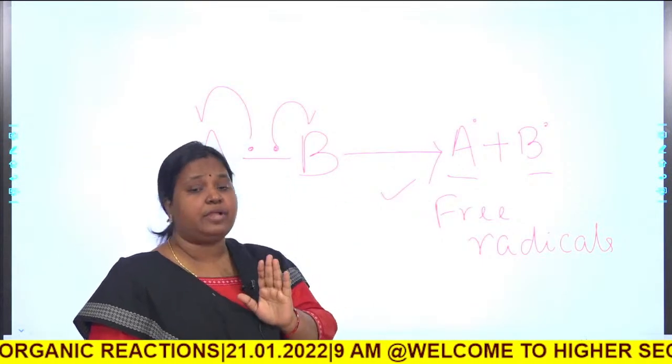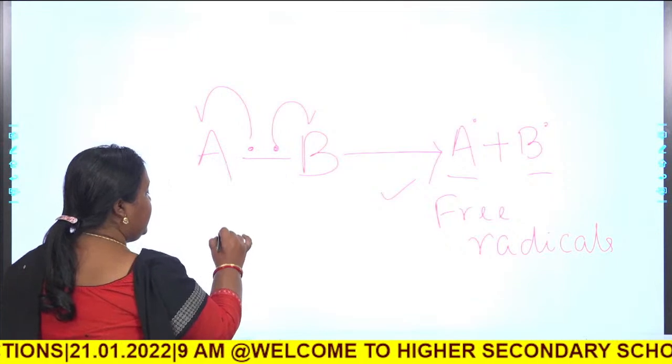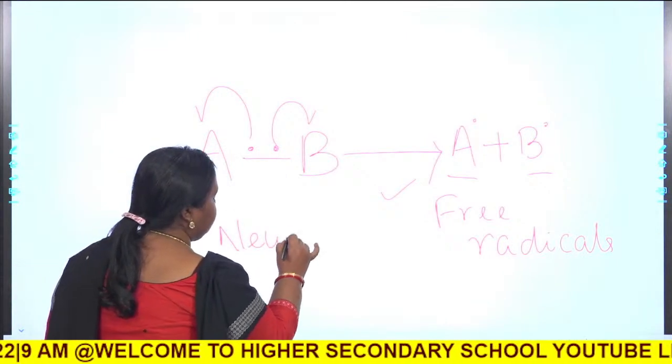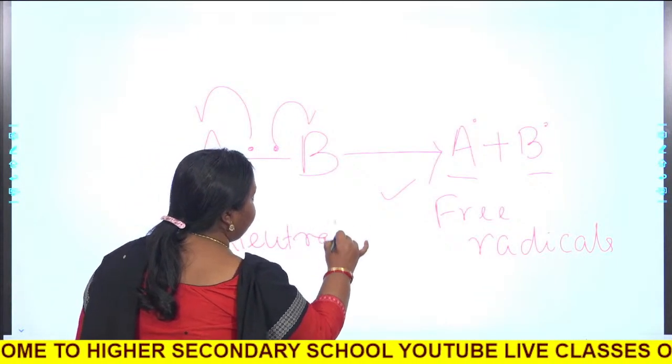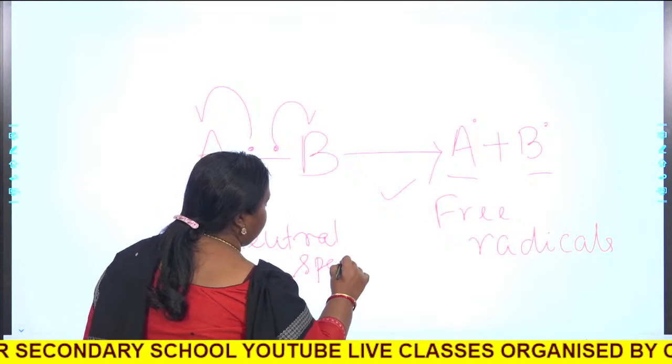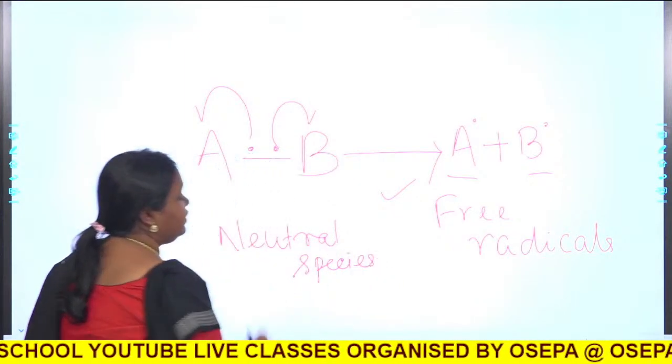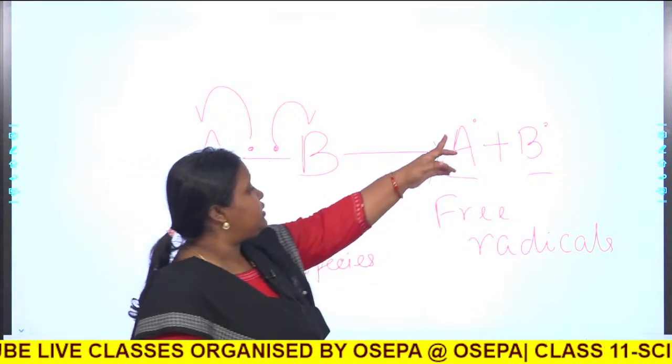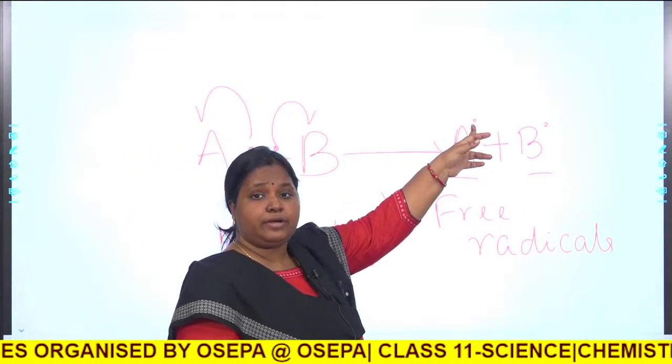So, remember that free radicals are actually neutral species. They are neutral species, and also there is one unpaired electron.